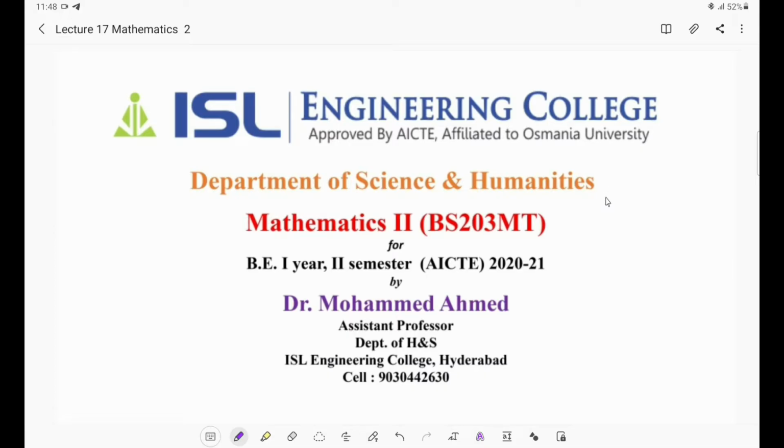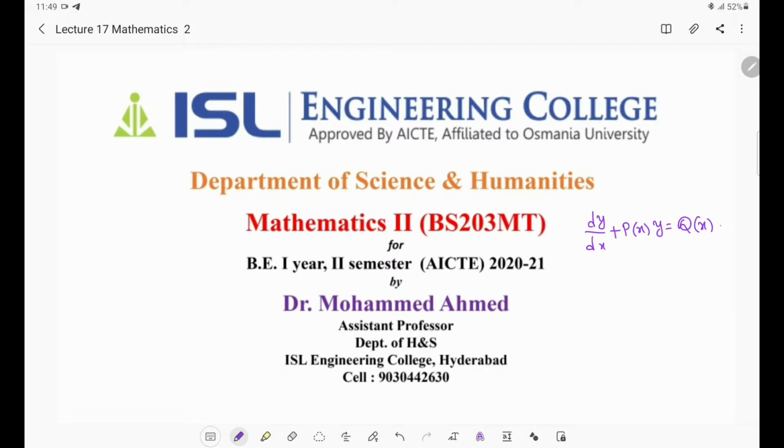Students, in the previous lecture, we discussed the meaning of a linear differential equation, the general form of a first order linear differential equation, and how to solve it. We have seen that a first order linear differential equation will be of the form dy by dx plus p of x into y equals q of x, right? This is the most general form of a first order linear differential equation.